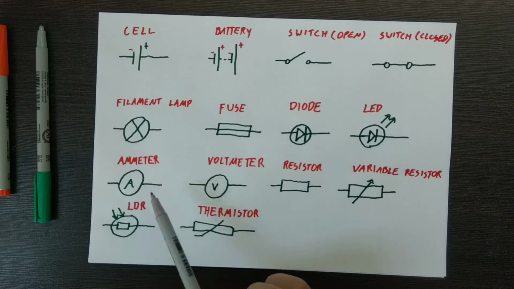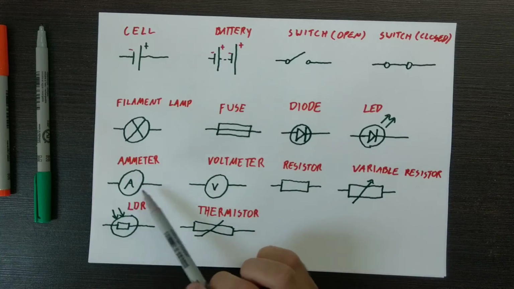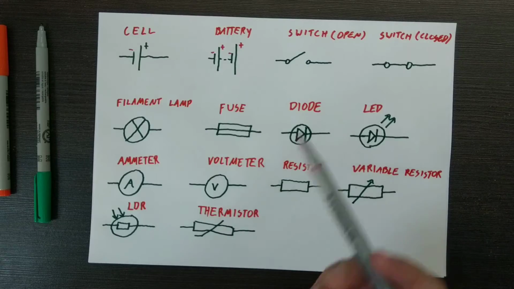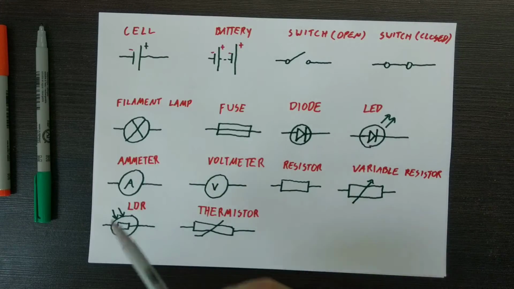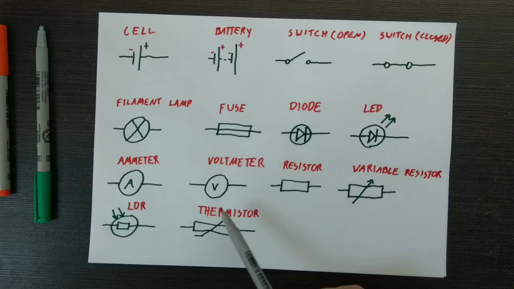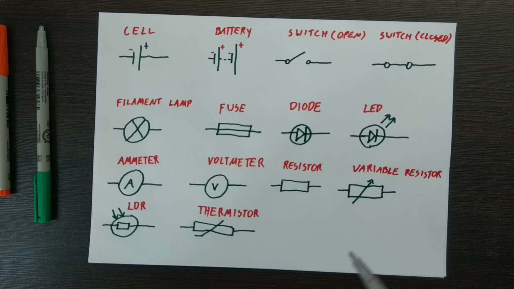Now, an ammeter is a device to measure current. Essentially it's a circle with A inside. Easy to remember because A stands for amperes, which is the unit of current. Similar for a voltmeter, which measures the potential difference, and it has essentially a circle with a V inside, standing for volts. Now let's move on to resistors.